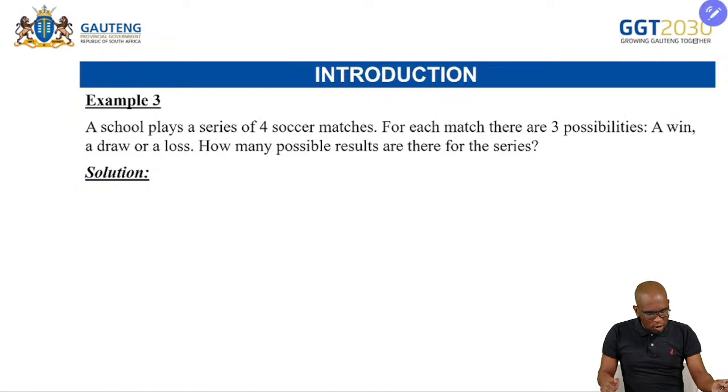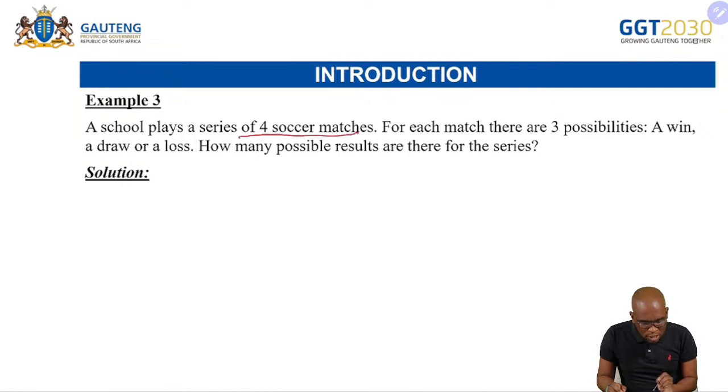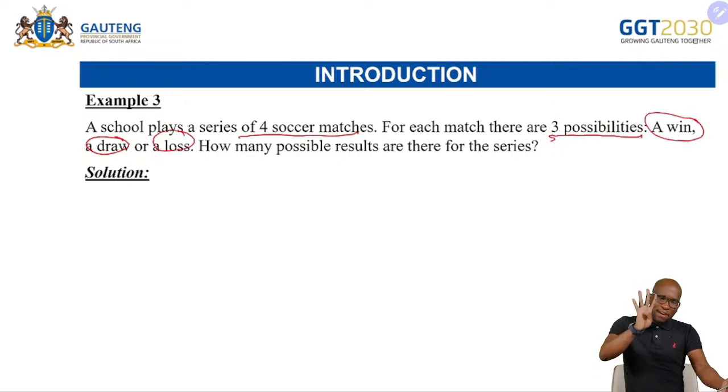Right, moving right along, we move on to example 3. We have a school that plays a series of 4 soccer matches, and for each match there are 3 possibilities: a win, a draw, or a loss. So they play 4 matches, and we know for each match there are 3 possibilities. It's either a win, a loss, or a draw. How many possible results are there for the series?